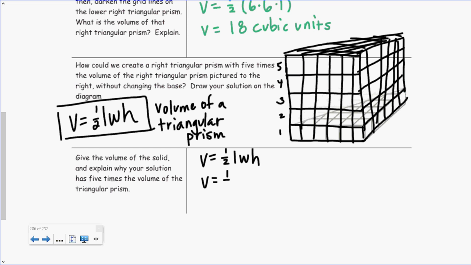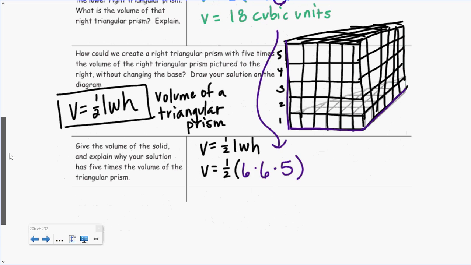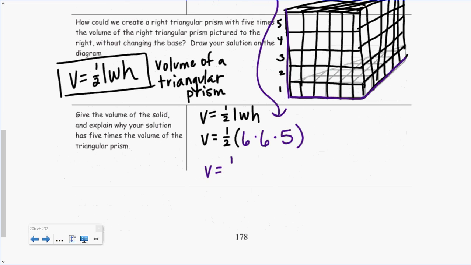Okay, so the length and the width, we have the same from before: 1, 2, 3, 4, 5, 6, and 1, 2, 3, 4, 5, 6. Now we have a height of not just 1, though. We have a height of 5. And if you look, it's the same as this one up here, except now it's not just 1 unit tall, it's 5 units tall. So really this is going to be 5 times bigger, because I'm taking 1/2 of 6 times 6 times 5.